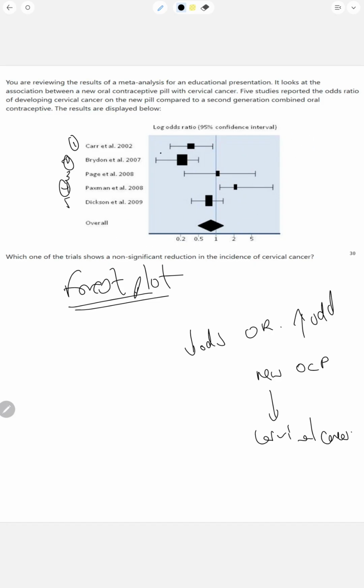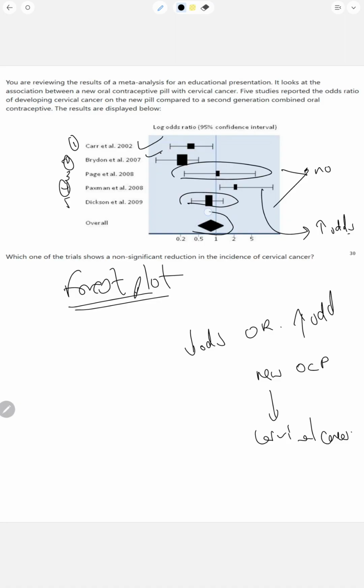Remember, we said anything to the left of this line means there was reduced risk. So in this case, Carr, Bryden showed decreased risk. Anything that crosses the line, so for example this one and this one, means there was no difference. And this one is also straightforward, increased odds. All right, makes sense? Anything that touches the middle line means no effect. Anything on the right side means increased odds or increased risk. Anything on the left side of the line means decreased risk or decreased odds.